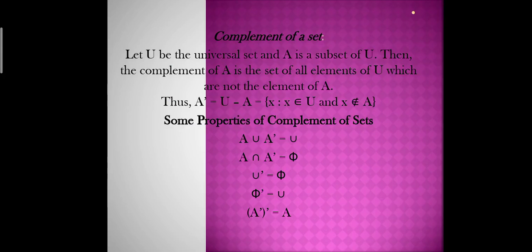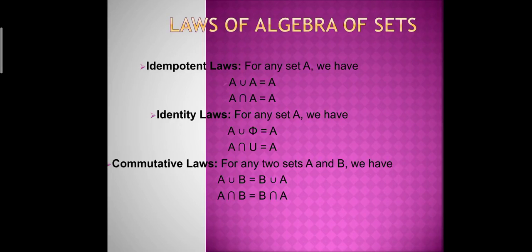Complement of a set. Let U be the universal set and A a subset of U. Then the complement of A is the set of all elements of U which are not elements of A. Laws of algebra of sets. Idempotent law. For any set A we have A union A equals A and A intersection A equals A. Identity law. For any set A we have A union empty set equals A and A intersection U equals A.